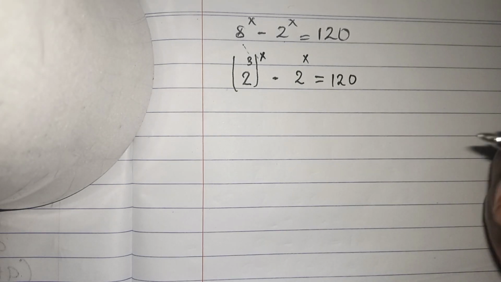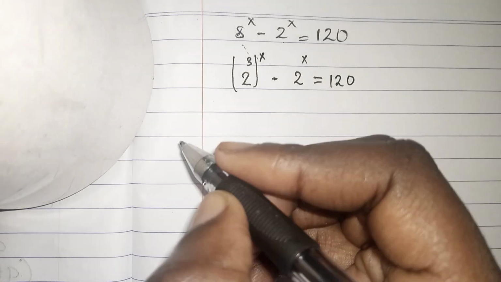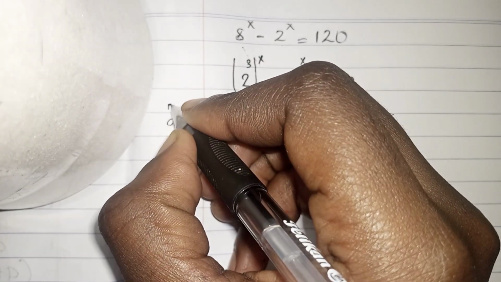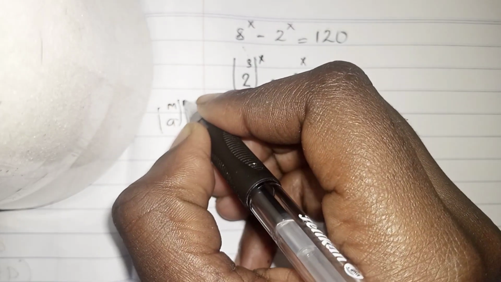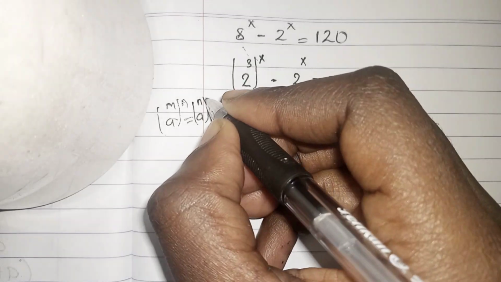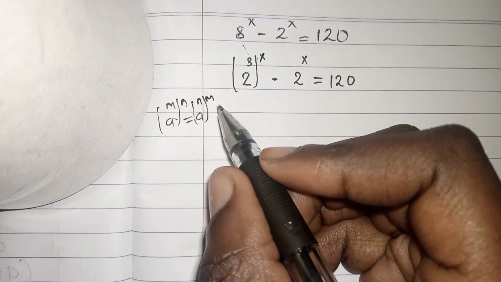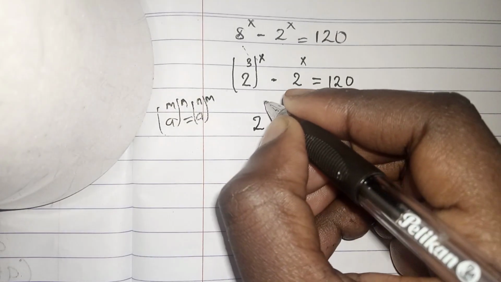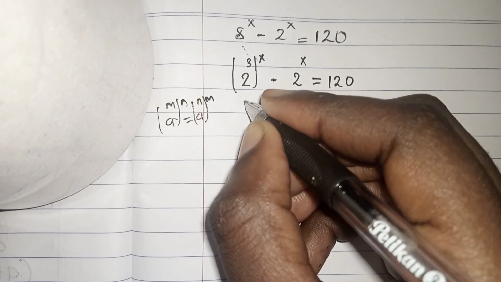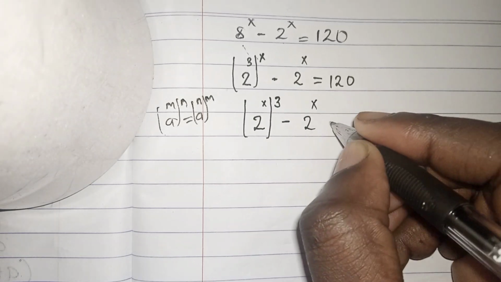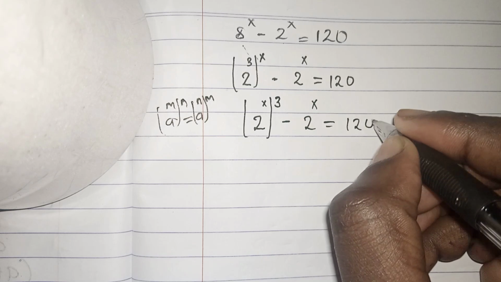So our next step, we are going to exchange this exponent using this exponential rule, whereby if you have a to the power of m, all this to the power of n is equals to a to the power of n, all this to the power of m, exchanging the exponent. So for our case, this will be 2 to the power of x, all this to the power of 3, minus 2 to the power of x is equals to 120.